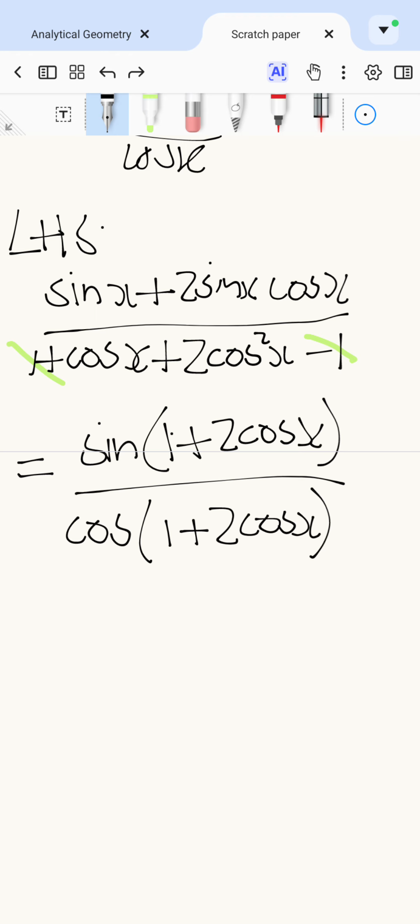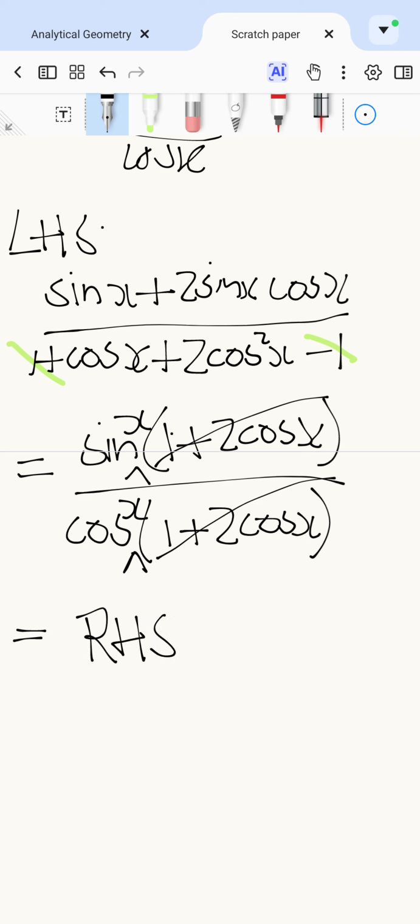Oh, I just noticed a mistake I made. Don't write sine without the x. Don't write cos without the x. Okay, great, it's there now. That bracket and that bracket look exactly the same, so they are cancelled, and I am left with my right hand side, which is sine divided by cos.